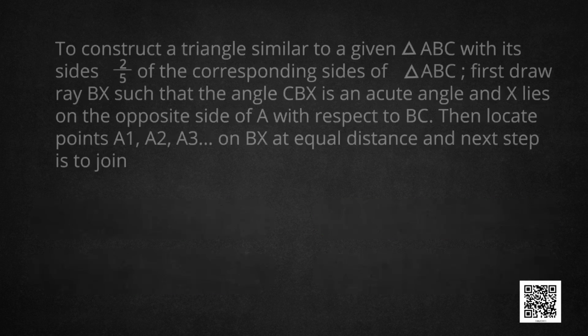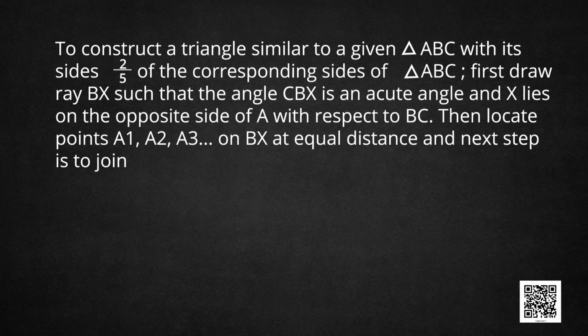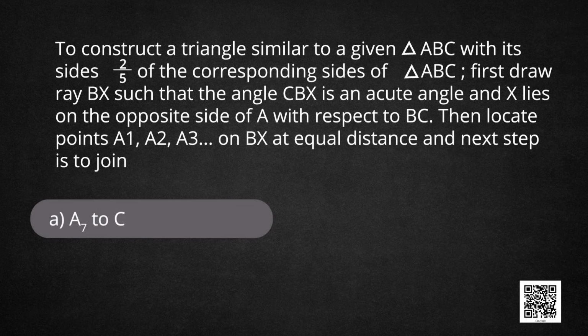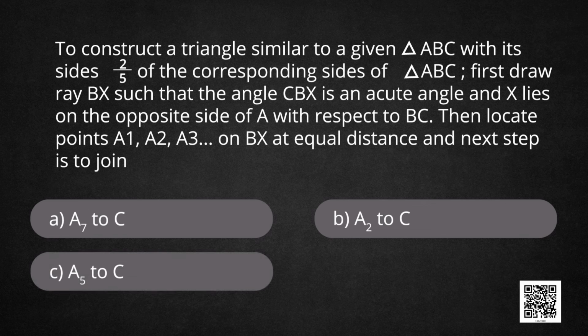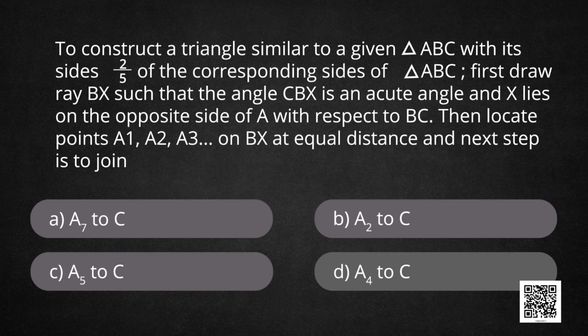Next question. To construct a triangle similar to a given triangle with its sides 2/5 of the corresponding sides of triangle ABC, first draw a ray BX such that angle CBX is an acute angle and X lies on the opposite side of A with respect to BC. Then locate points A1, A2, A3 and so on on BX at equal distances. And the next step is to join. You have 4 options: A part A7 to C, B part A2 to C, C part A5 to C, and D part A4 to C. Children, the correct option is C part, A5 to C.